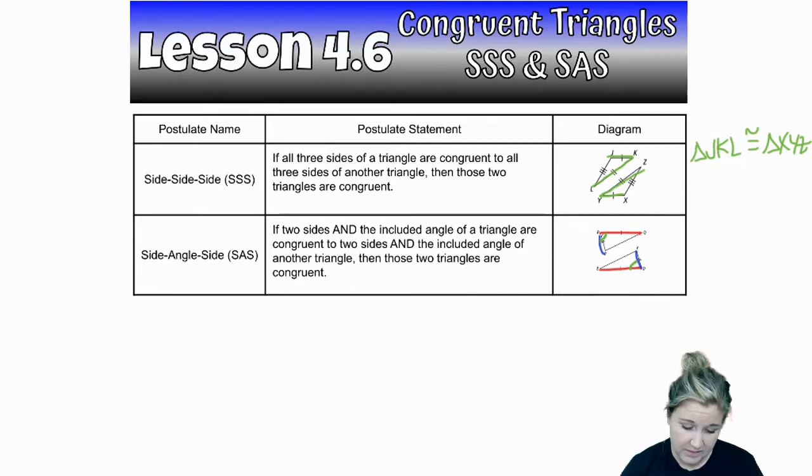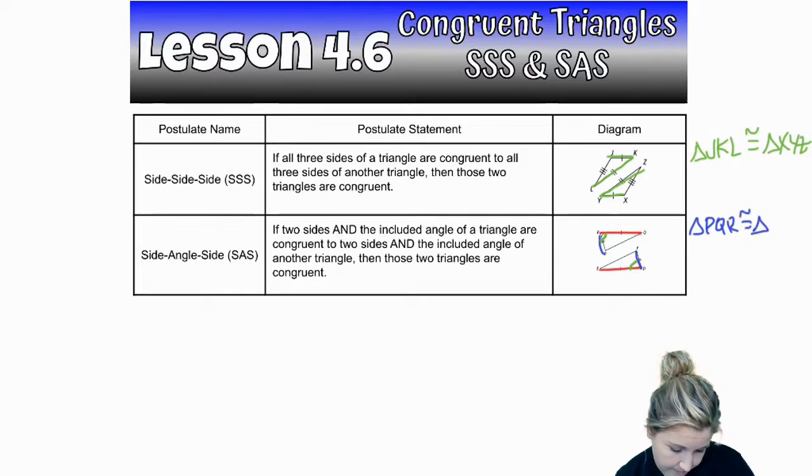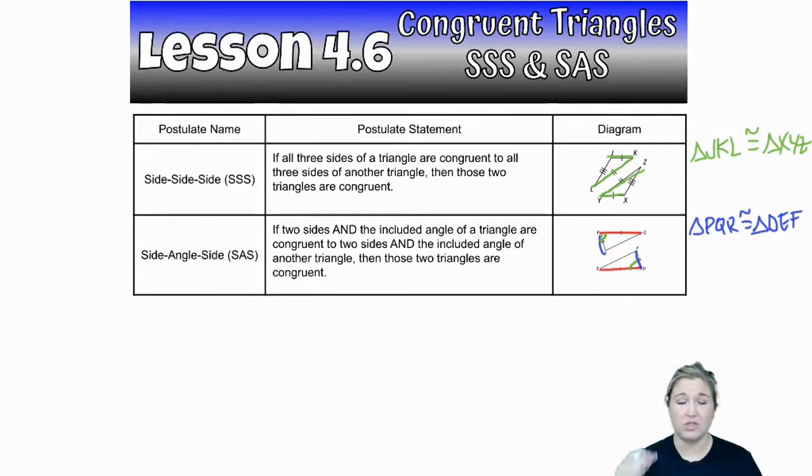Therefore, we would say triangle PQR is congruent to triangle DEF. Let's make sure we write this right. DEF, PQR. Yeah. It's really important that you have those letters in the correct order when you start naming them.